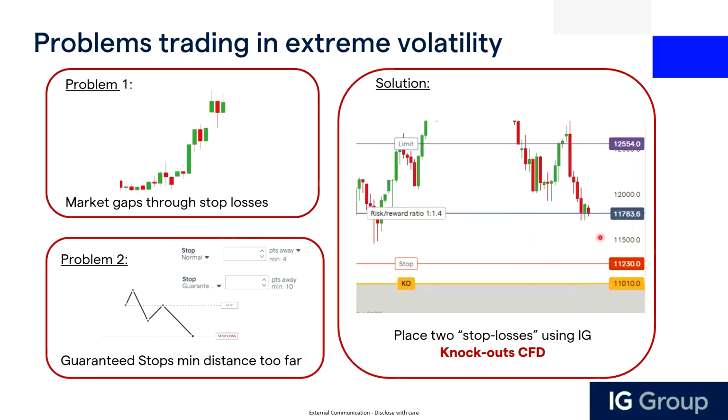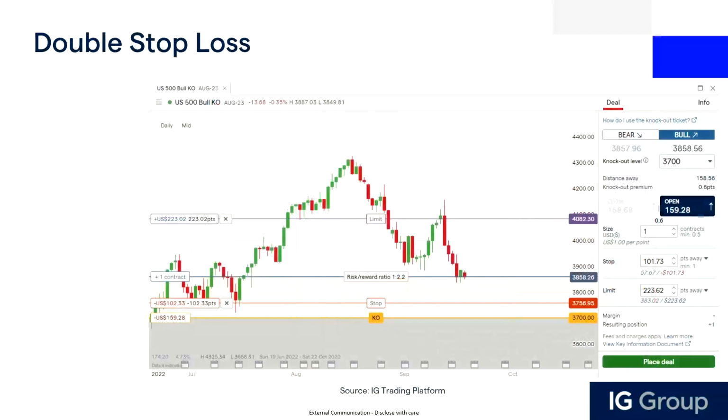But in the case that there is a huge news, a high impact economic news that causes the market to have some huge gaps, then at least you know that you have this knockout level in place to make sure that you don't tank any further losses past this level. So that's a little bit of sharing on this product. So once again, double stop loss as well.